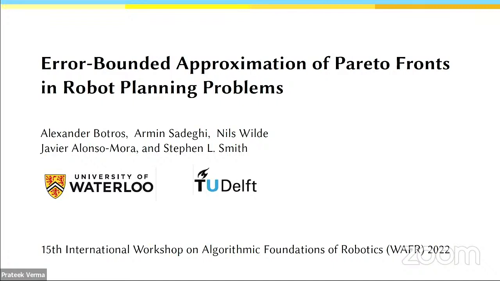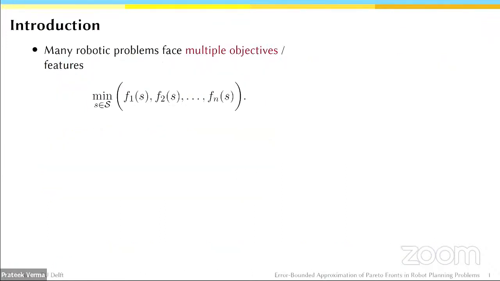Yeah, hello everyone. My name is Niels Wilde, and I'm happy to present our paper, Error-Bound Approximation of Pareto Fronts in Robot Planning Problems today. The paper was written together by Alex Botras, Armin Sadeki, and Stephen Smith from the University of Waterloo, and Javier Alonso Mora and myself from TU Delft. So let's jump into it.